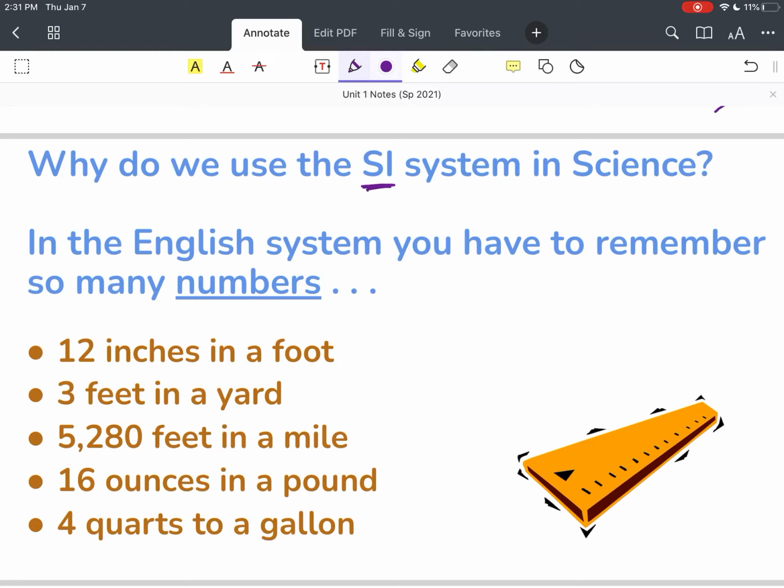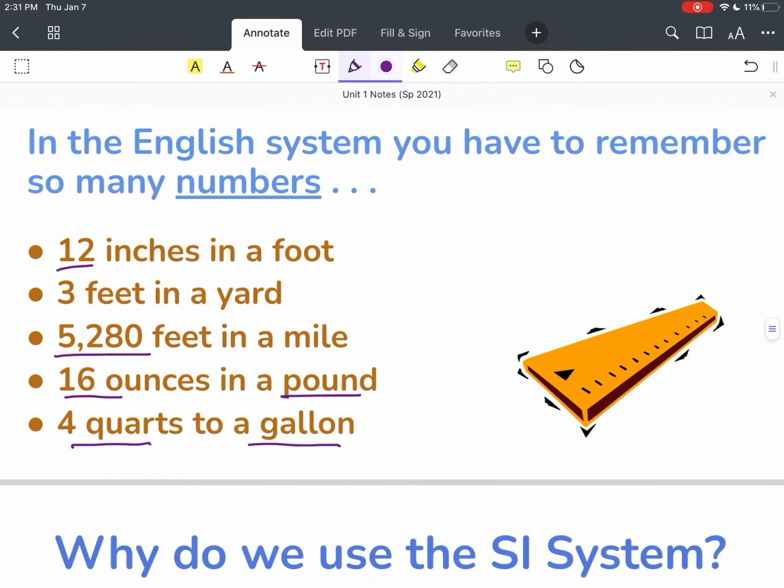But in English, when we're measuring things, we use inches and feet. And that's a lot of numbers that we have to remember. There's 12 inches in a foot. There's 3 feet in a yard, 5,280 feet in a mile. When we're doing weight, it's 16 ounces in a pound. If you're measuring liquids, you can say 4 quarts in a gallon. So there's all these units. I still can't always remember how many cups are in a quart and all of that. Anyways, there's just a lot of numbers and different units that you have to remember.